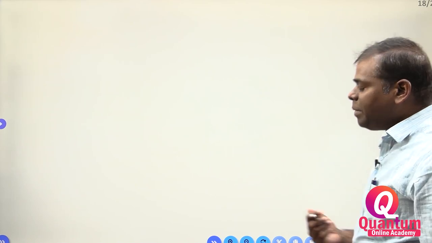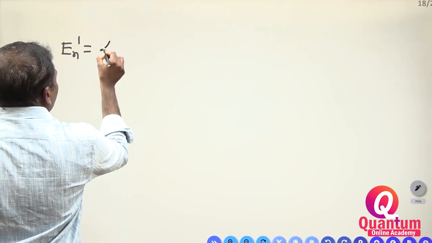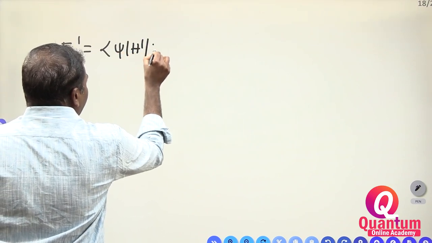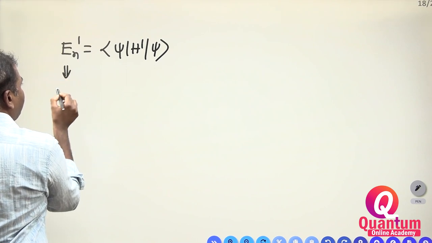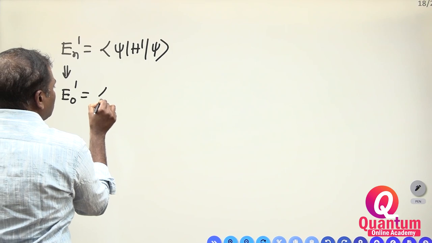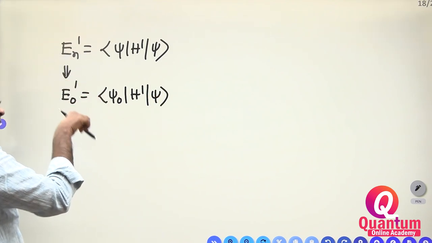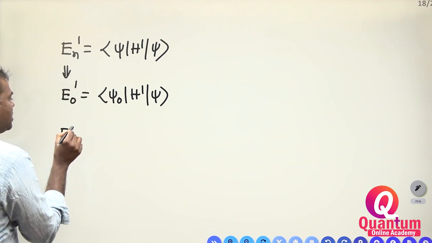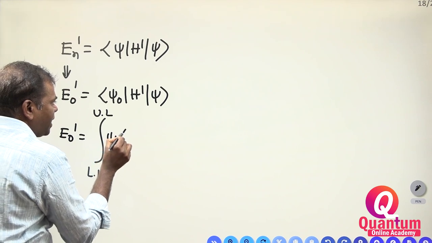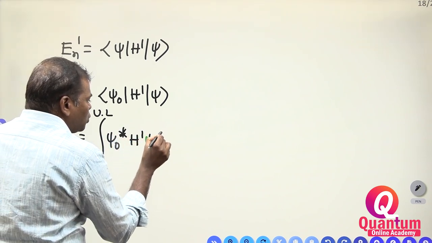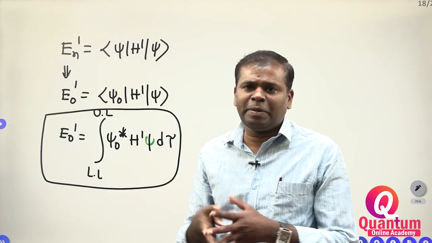Already we know for perturbation theory, the first order energy correction En' is equal to bra psi H' ket psi. For the ground state we write E0' equal to bra psi 0 H' ket psi 0. In terms of integration, E0' is equal to the integral from the lower limit to the upper limit of psi 0 conjugate times H' times psi 0 times d tau. This is the expectation value for the first order energy correction.